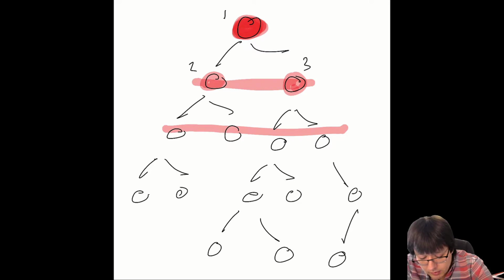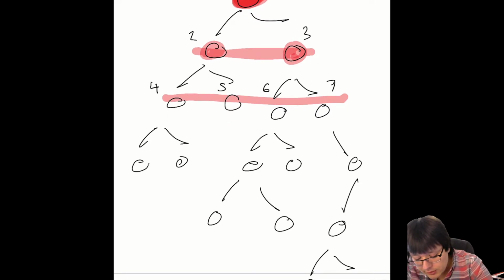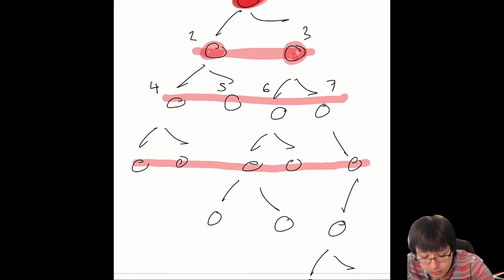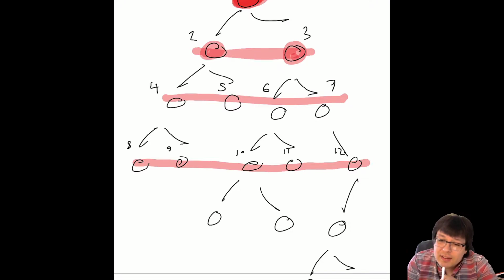So you print them out in that order. So we got 4, 5, 6, and 7. Next, you look at the next level, which will be this one right here. And then you go ahead and you print those out in that order. So we get 8, 9, 10, 11, 12. So that's pretty easy when you're looking at a tree if I ask you what the level order traversal is.